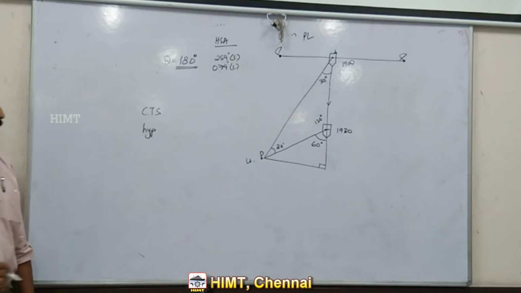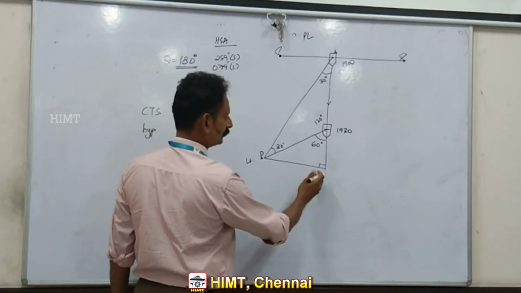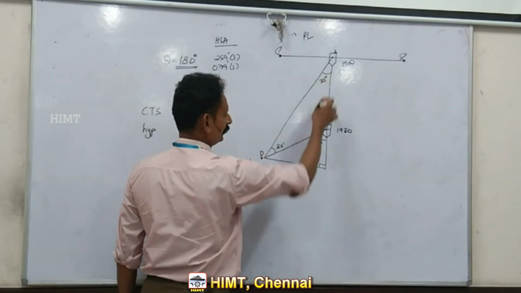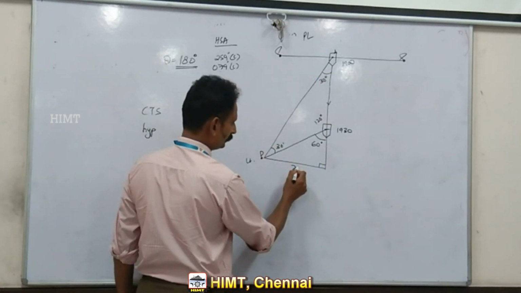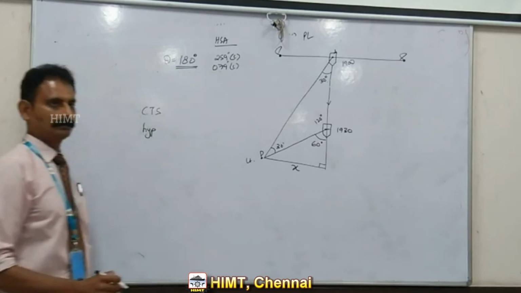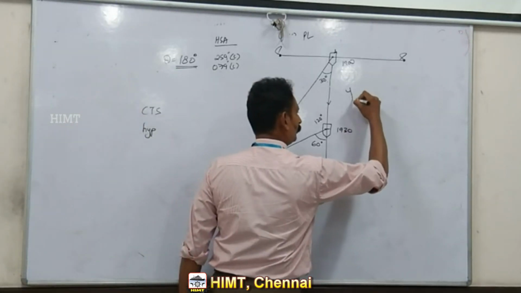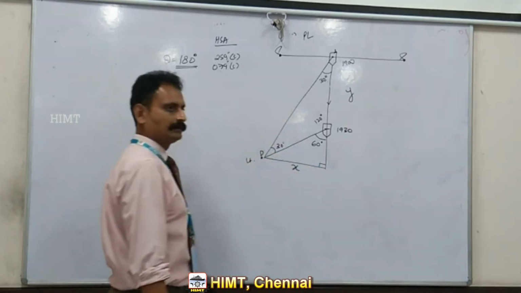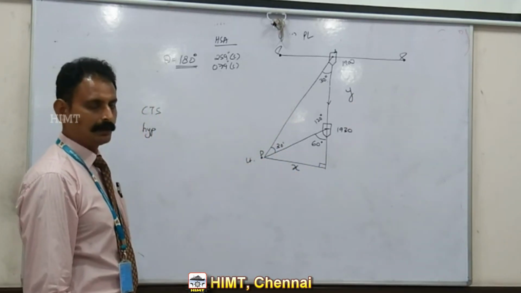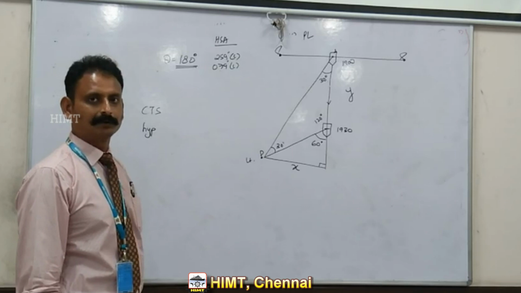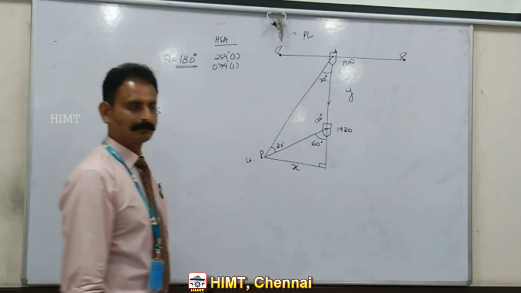Opposite side. Opposite side means opposite of what? Opposite of this. So that means this. Yes, range. X. Do I know how much distance I have traveled? Yes, you know. Engine speed is given. Half an hour. How much? 6 knots.